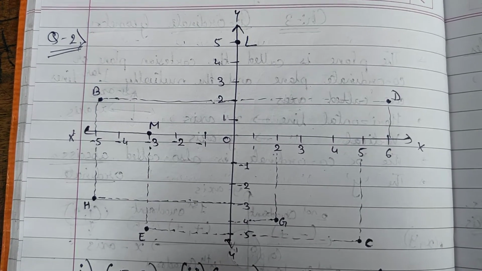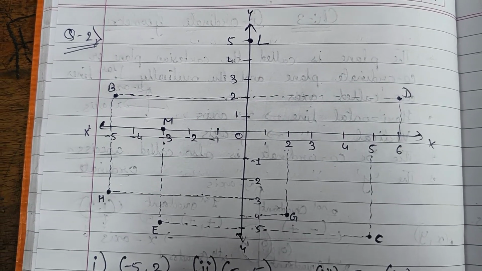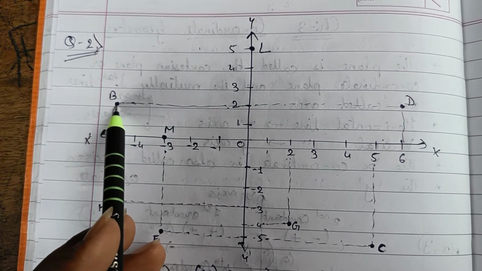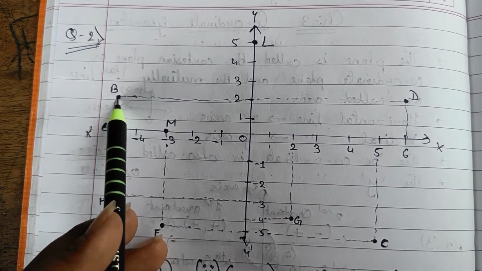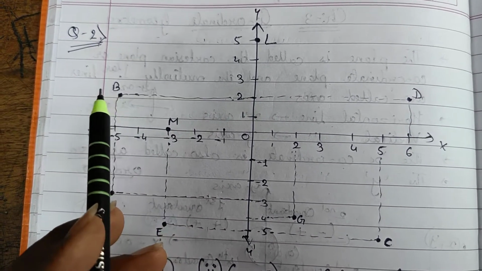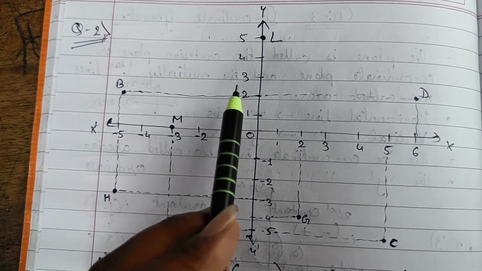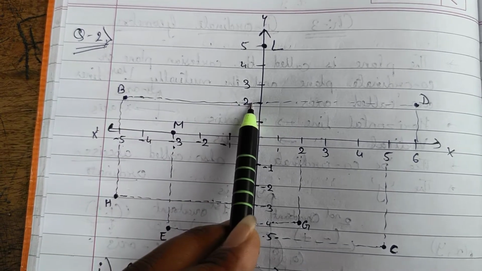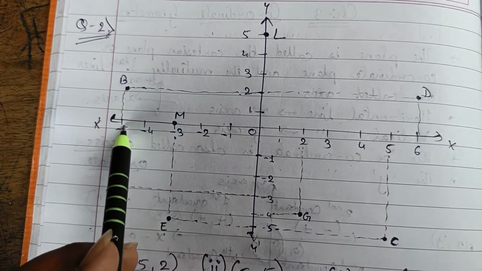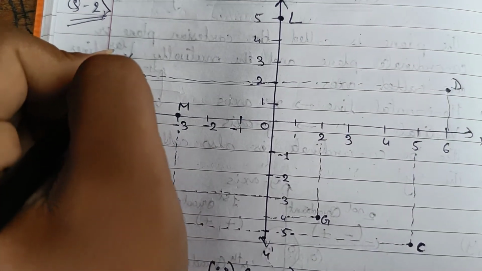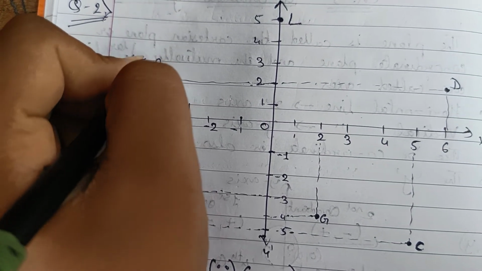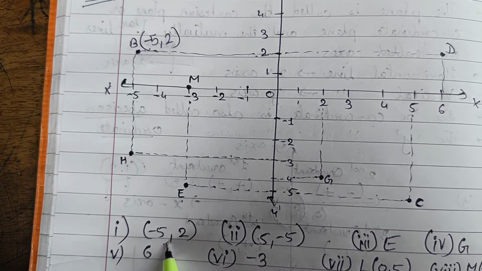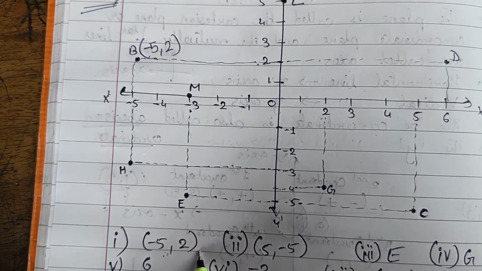Now our first question is the coordinates of point B. So search for point B. Point B is here. So the coordinate of point B will be, first we write the coordinate of x, then we write the coordinate of y. First it is -5 on x, and on y it is 2. This is your coordinate B. So our coordinates for point B will be -5, 2. This is your answer, question number 1. Okay, -5, 2.